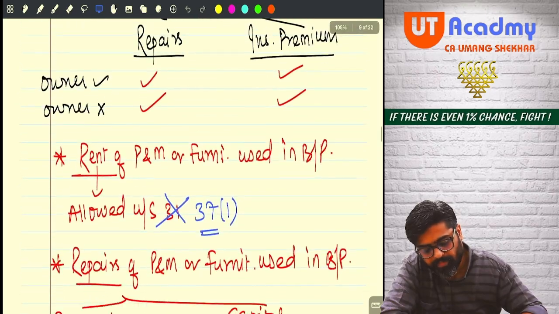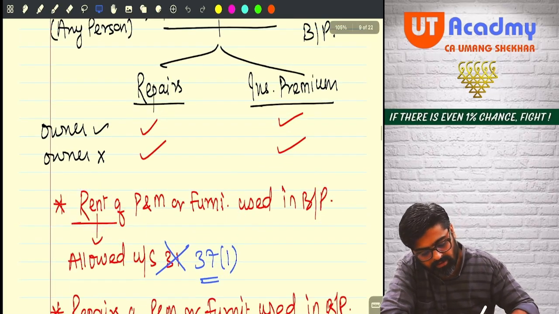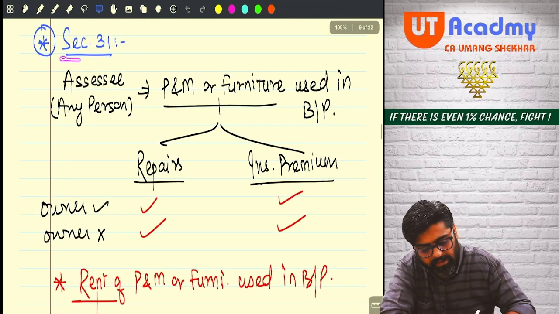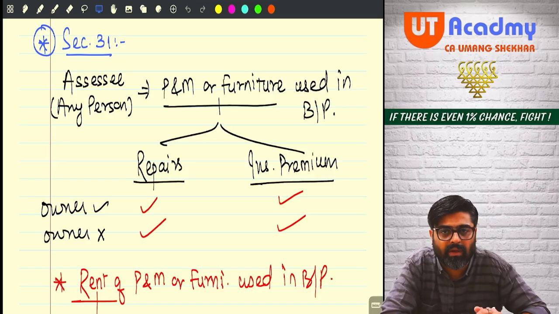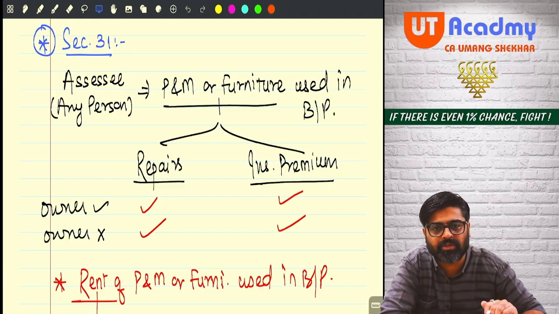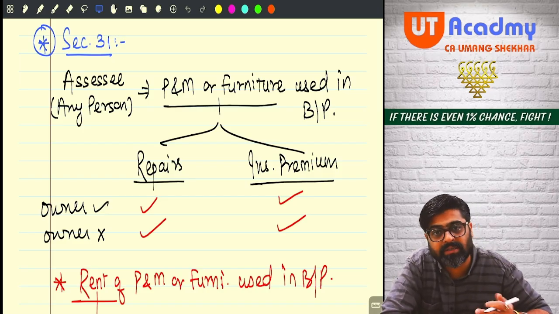Now tell me, if rent is given for plant and machinery or furniture which is used for business or profession, can you claim this rent under section 31? No. Section 31 says that you can claim only repairs or insurance premium. If you are paying rent for the plant and machinery or furniture in your business or profession, which does not belong to you and which you have taken on rent, can you claim that rent as a deduction under section 31? The answer is no. Section 31 allows only two deductions, only for these two expenses.